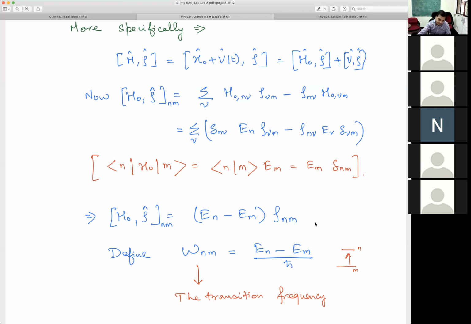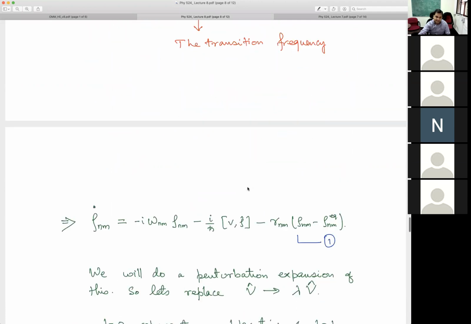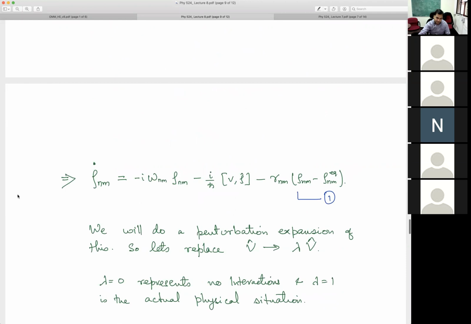Okay. And if I just define what is called a transition frequency, because this kind of terms will keep appearing, so let me just define a shorthand for this. So omega nm is En minus Em by H bar, which is just showing that I start from m state and go to n state, etc. So that's the difference in energy divided by H bar. So the transition frequency.